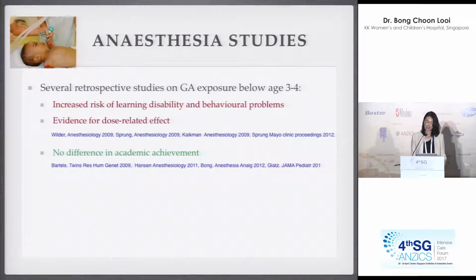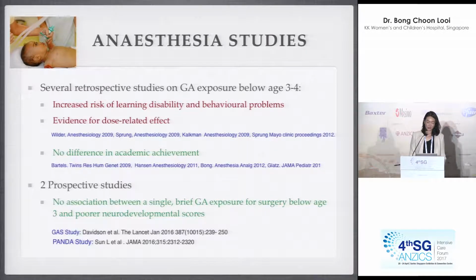If you look at the anesthetic studies as a group, there are several retrospective studies on GA exposure in children below the age of 3 or 4. They're population-based, and some of them, I would say not all, have shown an increased risk of learning disability and behavioral problems in exposed children. And there's some evidence for a dose-related effect as well. So the more general anesthetics that you have, the more likely you are to have problems.